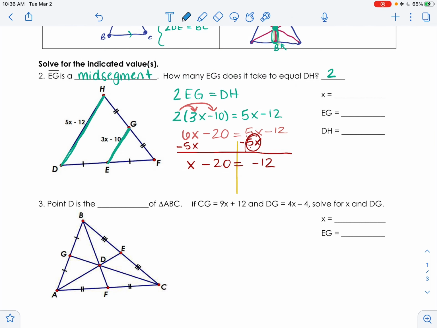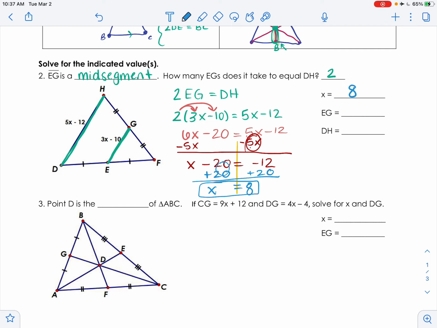All right, the next thing I want to do to get x by itself is to move that minus 20. The opposite or inverse of minus 20 would be plus 20. So I'm going to add 20 to both sides to move it away from x. Bring down the x. Negative 20 plus 20 is 0. Negative 12 plus 20 is 8. So here we've just solved for x.